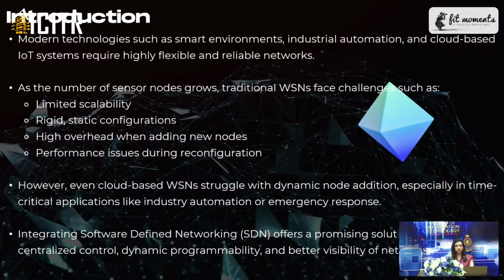The emerging technologies such as smart environments, industrial automation, and cloud-based IoT systems demand highly flexible, adaptive, and reliable networks. As the number of sensor nodes grows, traditional wireless sensor networks face challenges like limited scalability, rigid and static configurations, high overhead when adding new sensor nodes, and performance issues during reconfiguration. When wireless sensor networks combine with cloud platforms, it can address problems like data and processing challenges.